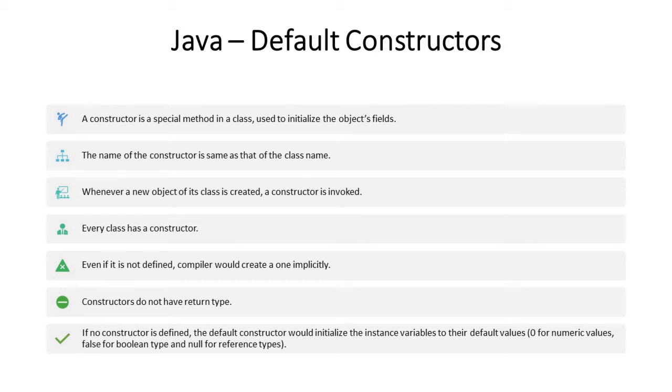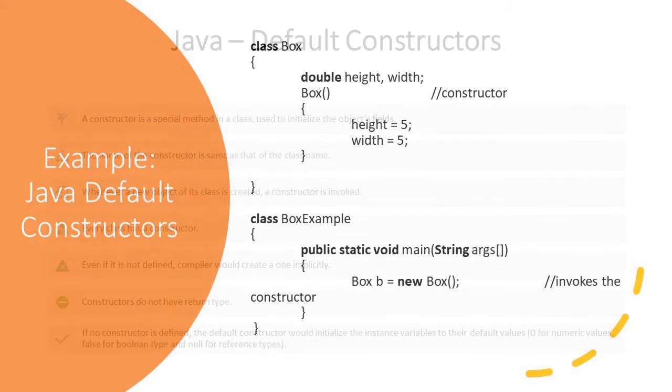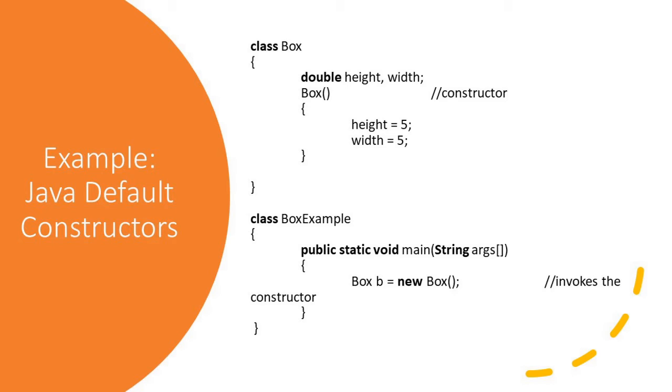Another thing is there are two types of constructors. One is the default constructor and the other is the parameterized constructor. So let us see an example of a default constructor. This is a program of a default constructor. Here the constructor is defined in the class which initializes the values of variables height and width to 5 units. In this program, the new Box statement, while creating the object, is calling the Box constructor.